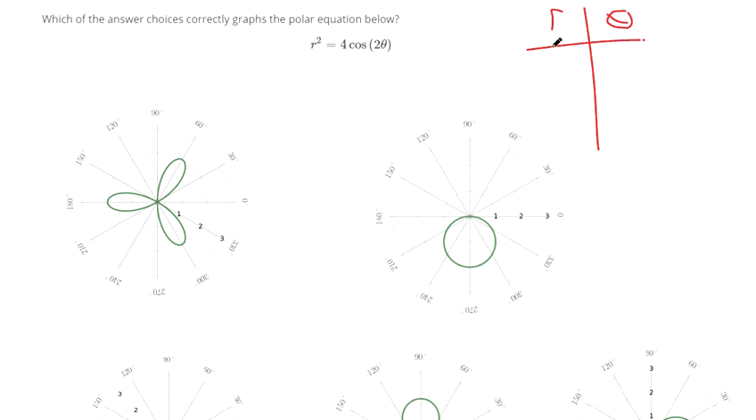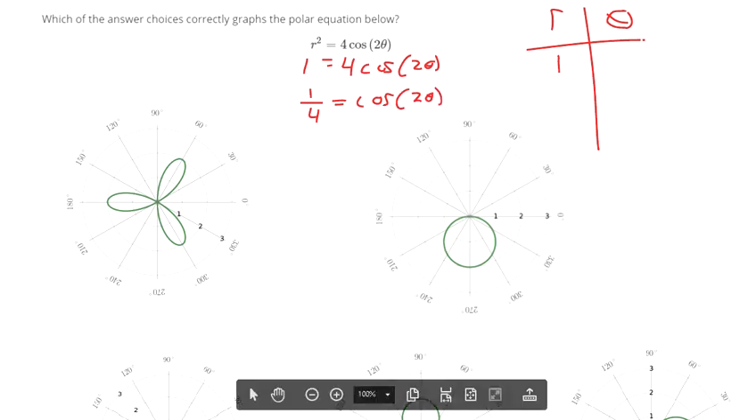So let's say we plug in 1 for R, then we have this equation: 1 equals 4 cosine 2 theta. This one's going to come out kind of yucky because if we divide 4 from both sides, this isn't a standard trig value, 1/4, right? So let's do this one. Then we'll try plugging in 2 next for R, because 2 divided by 4 makes 1/2.